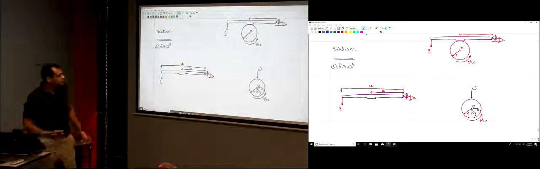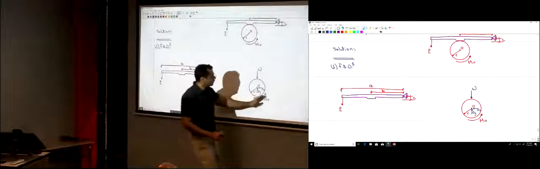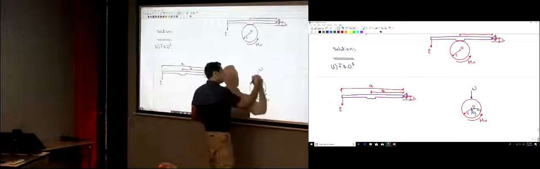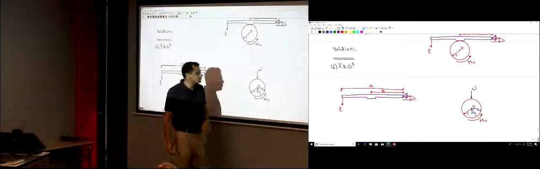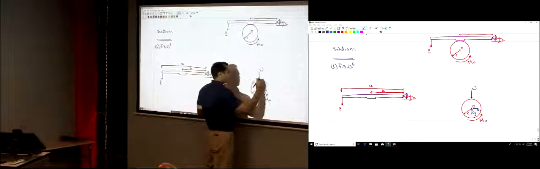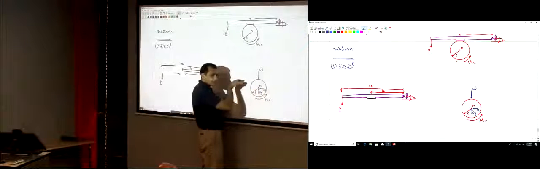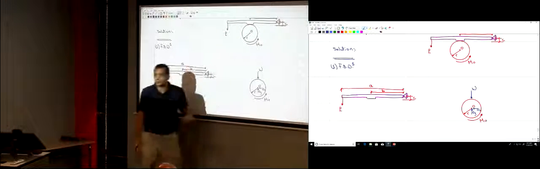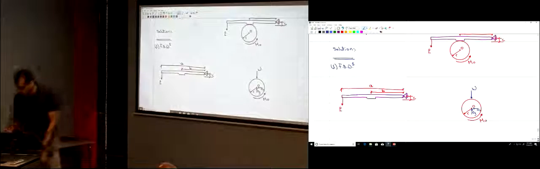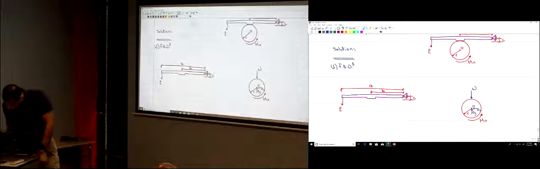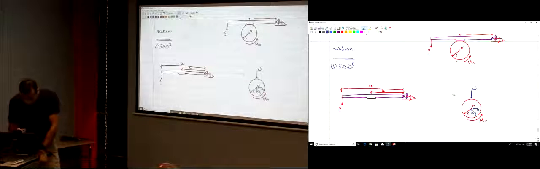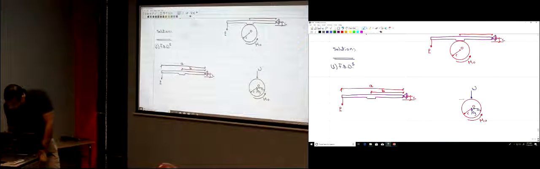And then, if you have this moment M naught, it wants to rotate this wheel in this direction. So the direction of impending motion, this point wants to move in this direction. So there will be a frictional force preventing it from moving, right? So this is the direction. This is the direction of impending motion. Let me draw it in another color.